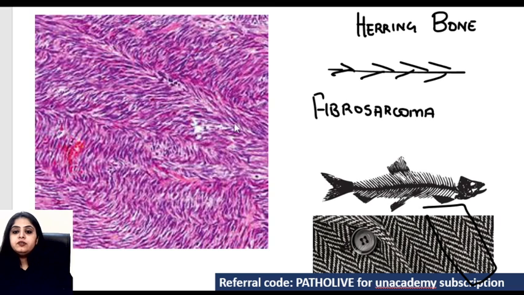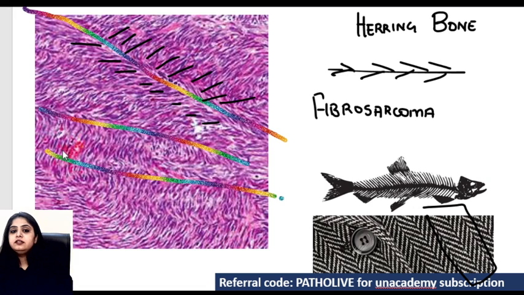See, you will notice that there's an imaginary line running through it and all the cells are radiating away from it. Another line going like this, another line going like this, and all the cells are radiating away from it. That is what you call the herringbone pattern, which you see in fibrosarcoma.